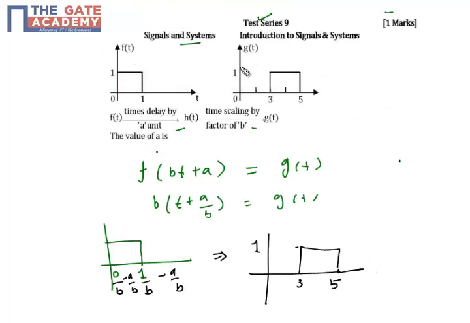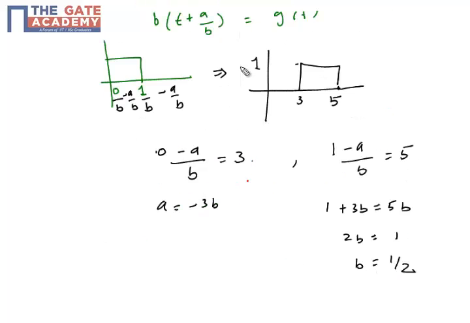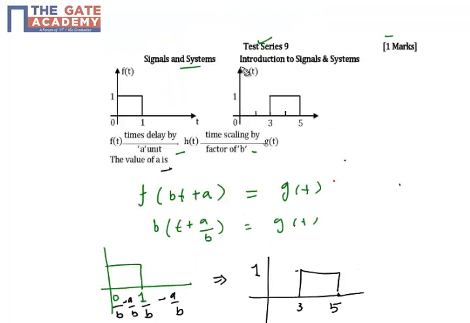Question says that find the value of a, right? We need to find the value of a here. So if b is 1 by 2, then a is minus 3 by 2, which is minus 1.5, right? So the magnitude of a is 1.5. So a is equal to minus 1.5, that will be your answer. Thank you.